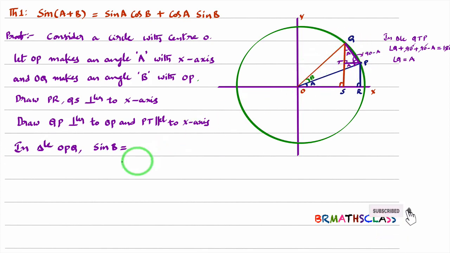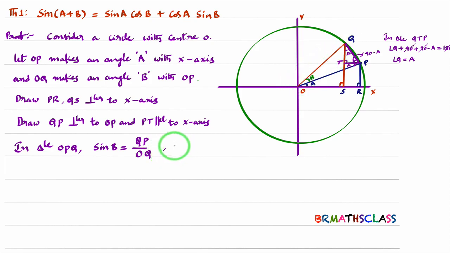In this triangle, I'll write what is sin B and what is cos B from the diagram. I know that sin B means opposite side by hypotenuse. You see here QP is the opposite side of B. Sin B is opposite side divided by hypotenuse. And we know that hypotenuse is the side opposite to 90 degrees. So here it is OQ. I wrote sin B equals QP by OQ.